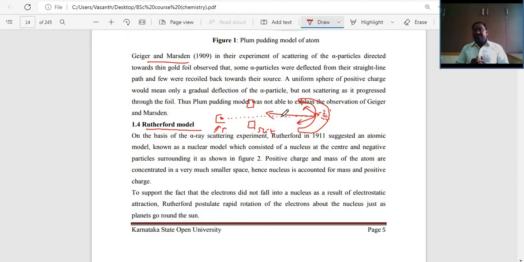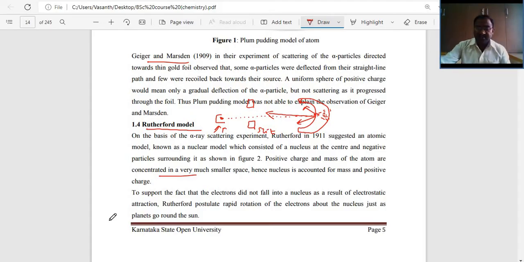On the basis of this alpha ray scattering experiment, Rutherford in 1911 suggested an atomic model known as the nuclear model, which consisted of a nucleus at the center, with negative particles surrounding it. The positive charge and mass of the atom are concentrated in a very much smaller space. Hence, the nucleus accounts for mass and positive charge.